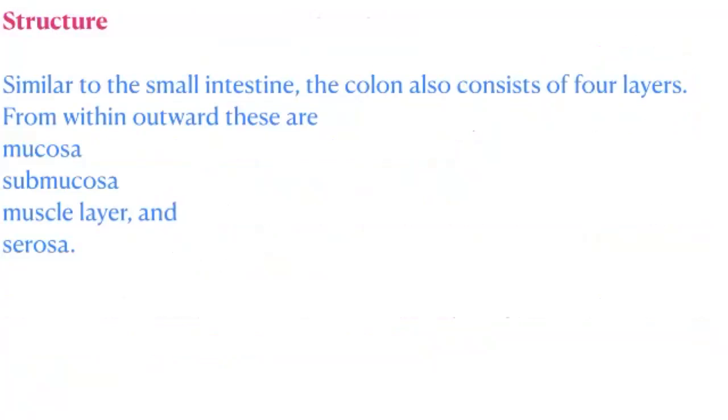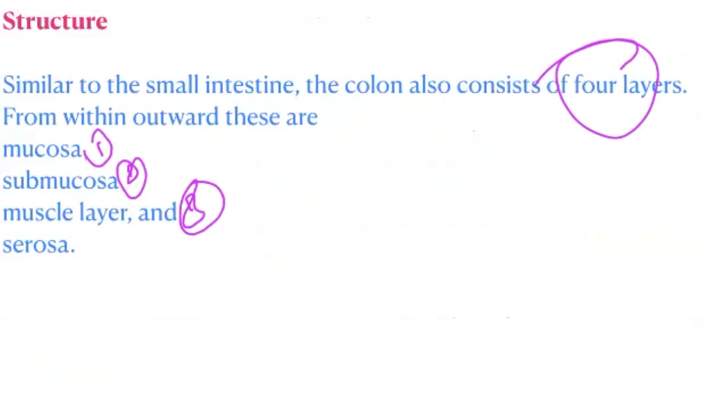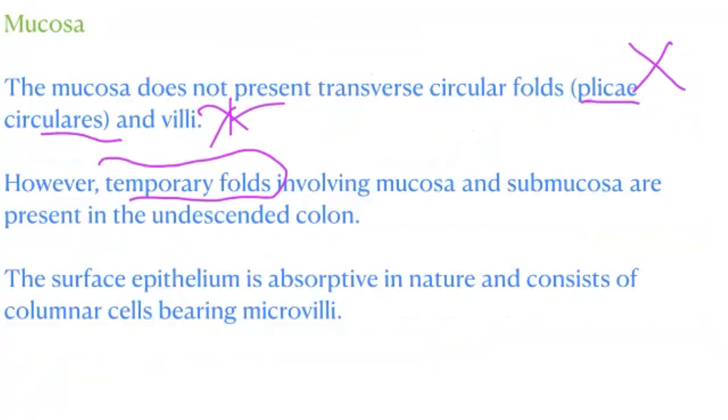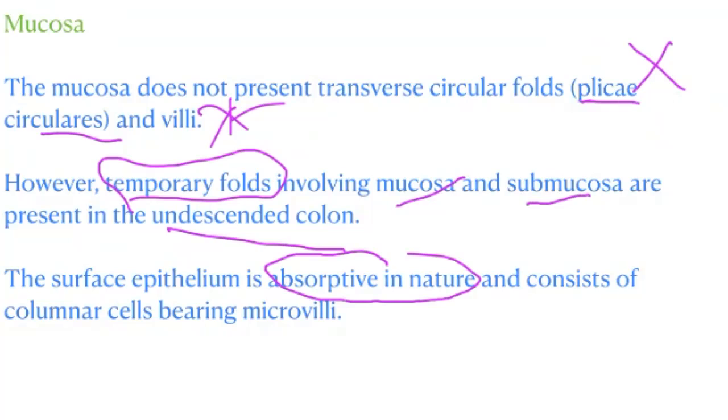Coming to the structure, similar to the small intestine, the colon also consists of 4 layers: mucosa, submucosa, muscularis, and serosa. The mucosa doesn't present transverse circular folds, plicae circularis. There is no plicae circularis and there are no villi. However, temporary folds involving mucosa and submucosa are present in the undescended colon. The surface epithelium is absorptive in nature and consists of columnar cells bearing microvilli, right? Because it has to absorb water.